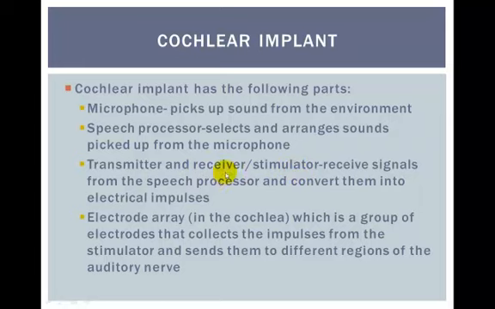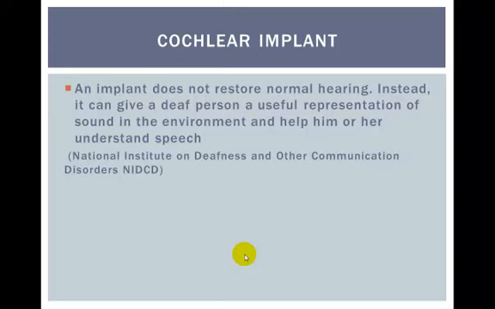stimulator. It receives the signal from the speech processor and converts it into electrical impulses. Those impulses are then transferred to an electrode array, like a strip of electrodes that are laid surgically along the inside of the cochlea. This is a group of electrodes that collects the impulses from the stimulator and sends them to different regions along the cochlea and then along to the auditory nerve. Okay, so you can see already it's quite invasive.